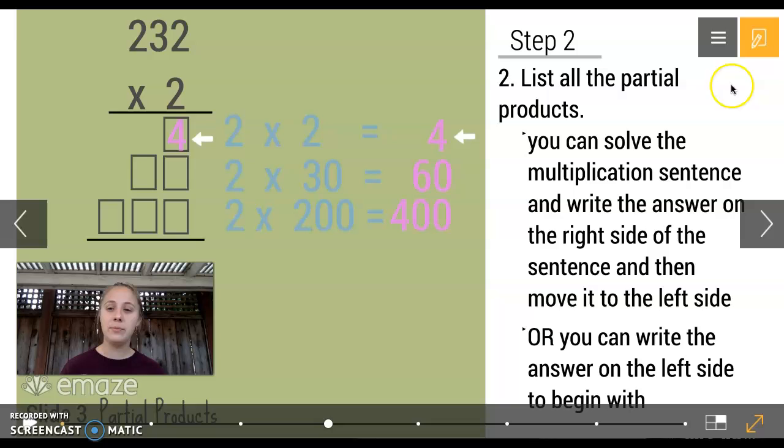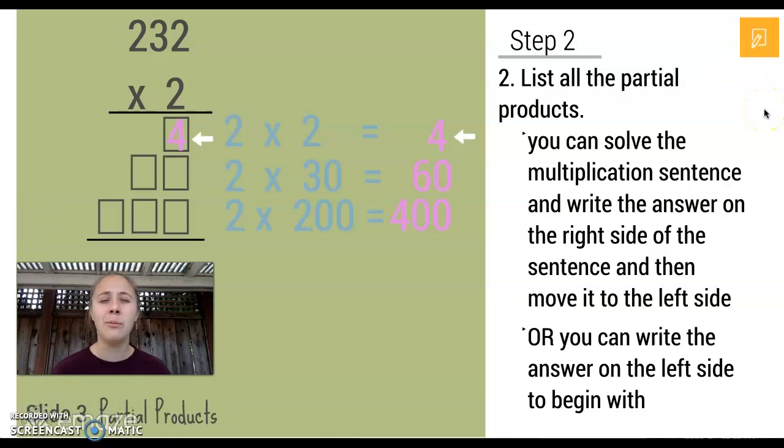So you can do it either way. If you're confused about this, we can talk about it in class. So you solve the multiplication problem. 2 times 30, that's 60. 2 times 200, well, 2 times 2 is 4, so we're going to add the 2 zeros, so that's 400.